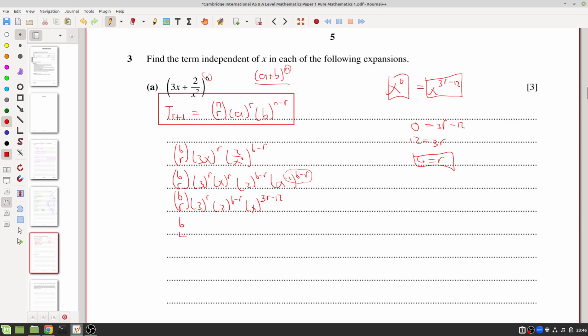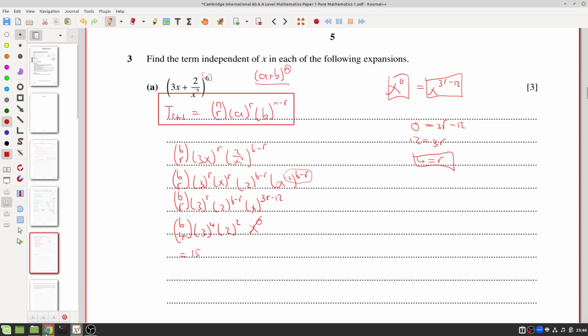Now that we know that r is 4, we can plug this back in here. So 6 choose 4, 3 to the power r, and r is 4, 2 to the power 6 minus r, so 6 minus 4 is 2, and then our x is just x to the power, 3 times 4 is 12, 12 minus 12 is 0, so x to the power 0. So we can just ignore that. And now we can just work this out. So 6 choose 4, I believe that's 15.